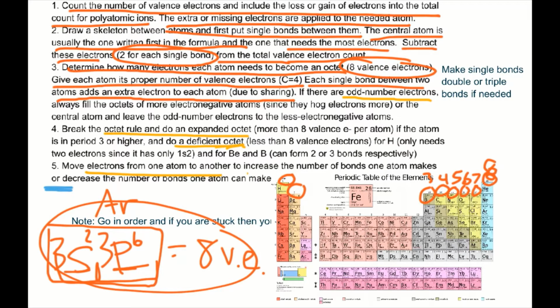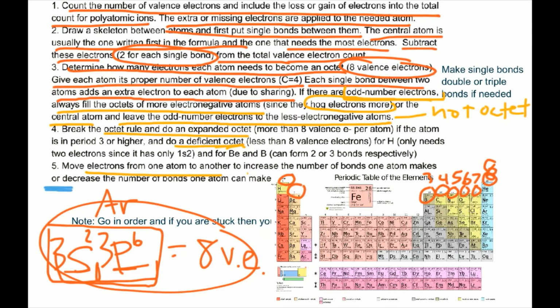So this next step is situational and only occurs if there are odd number electrons. And if this occurs, then always fill the octet of the more electronegative atoms, since they hog electrons more, so they would naturally have their octet filled over other atoms. And this atom might also be the central atom, and leave the odd number electrons to the less electronegative atoms, meaning that for the less electronegative atoms, they will not have an octet in this case, if for some reason you have an odd number of electrons.